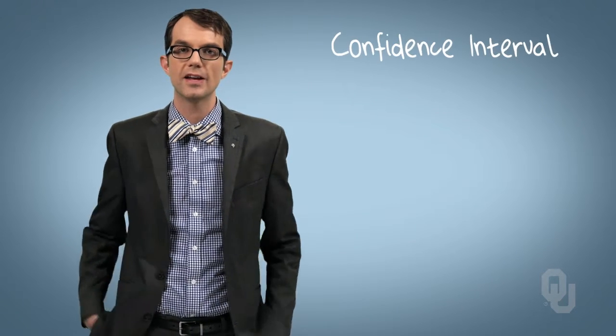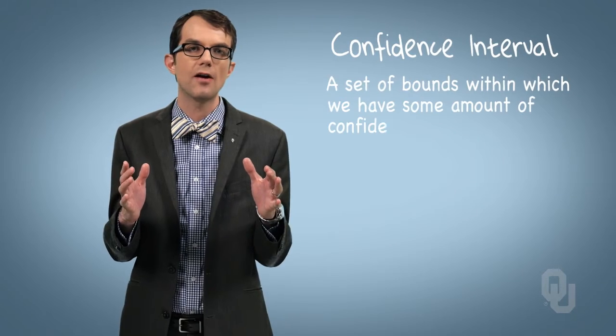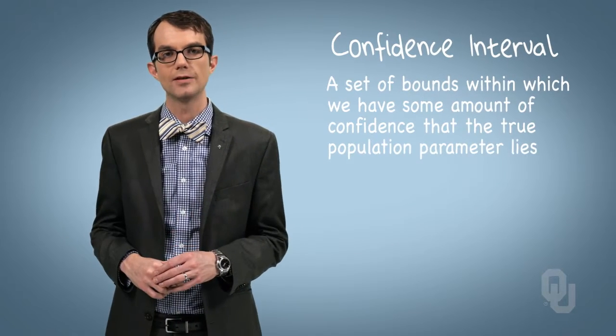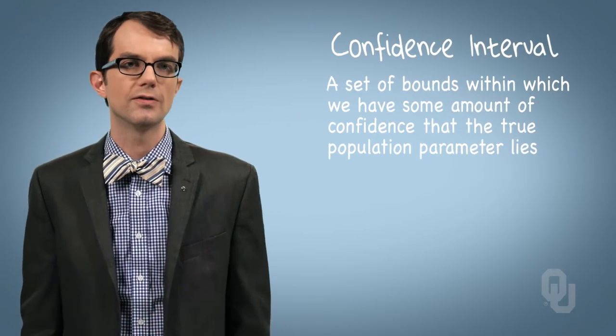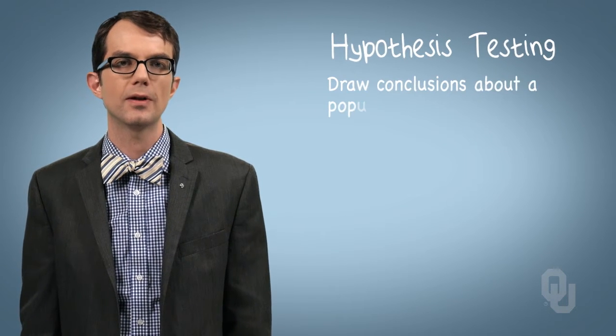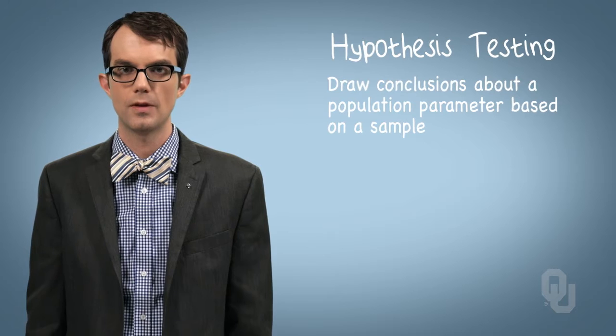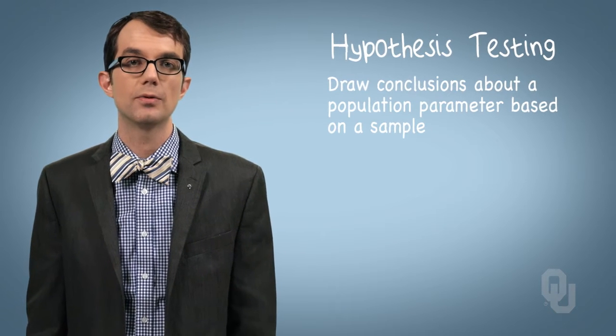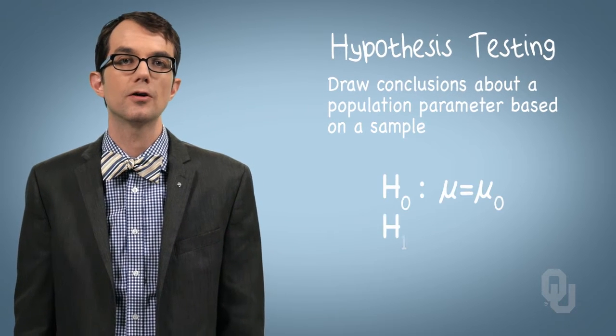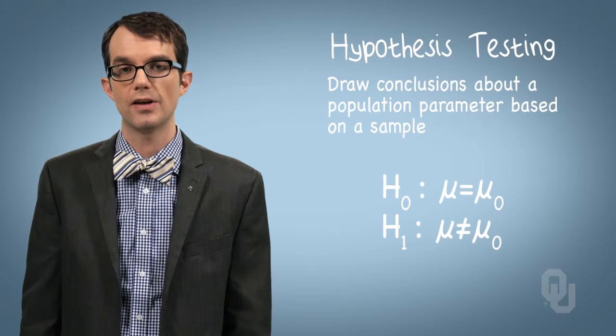We said a better approach than just using a point estimate was to calculate a confidence interval, a set of bounds within which we have some amount of confidence that the true population parameter lies. Then we extended our study of statistical inference to hypothesis testing, where we drew conclusions about a population parameter based on a sample. For example, we collect a sample to determine whether or not the mean of a single population is equal to some hypothesized value.